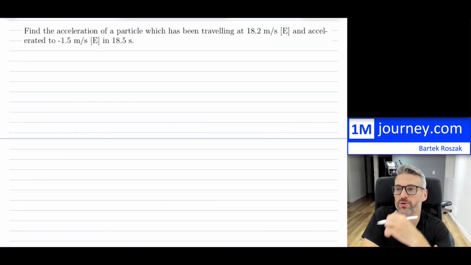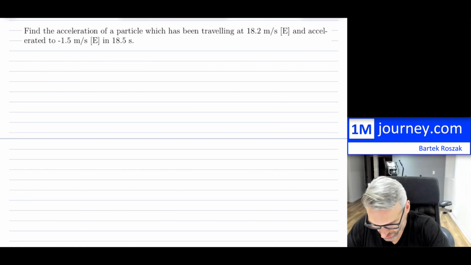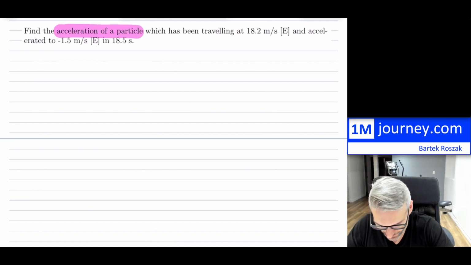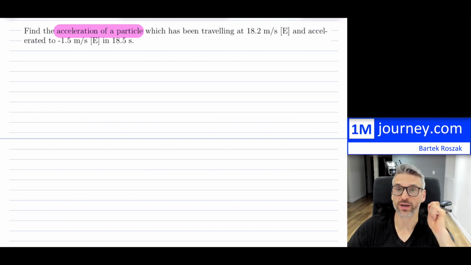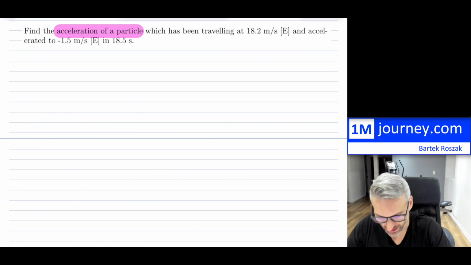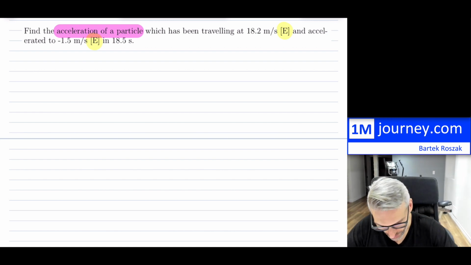In this example, we want to find the acceleration of a particle. That's what we're looking for, which has been traveling at 18.2 meters per second east and accelerated to negative 1.5 meters per second east in 18.5 seconds. Luckily, in this case, we have both of these in the same direction, which is always something we want to make sure is true. So both are east.